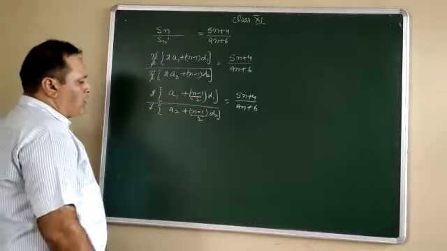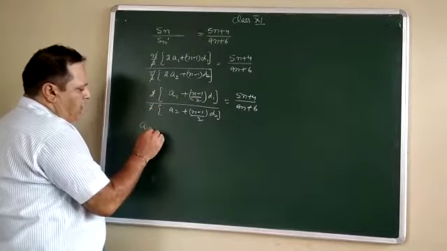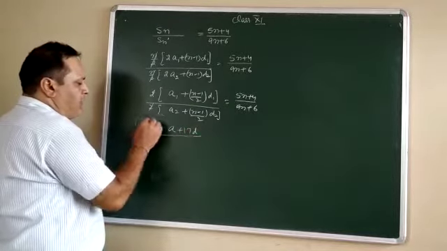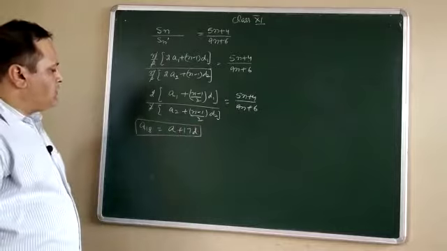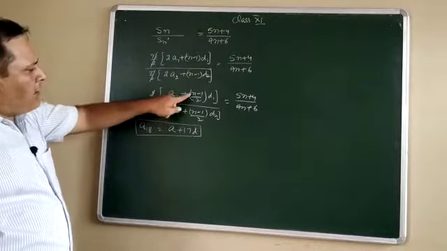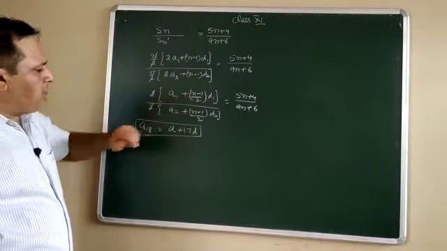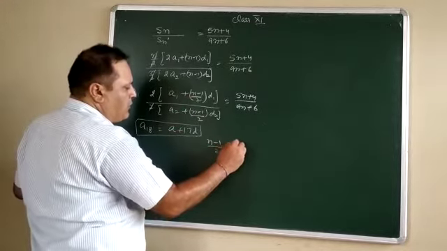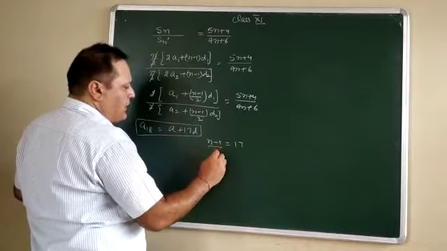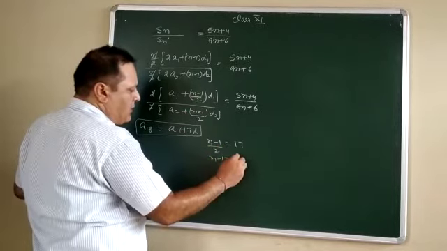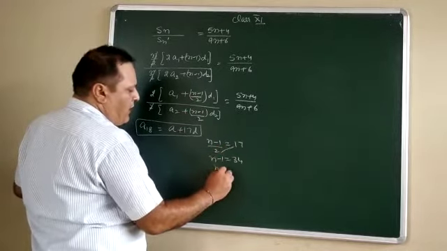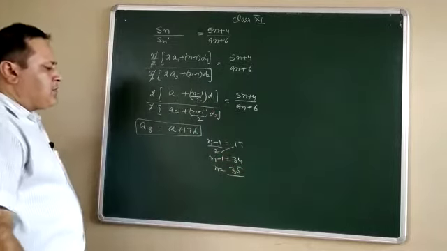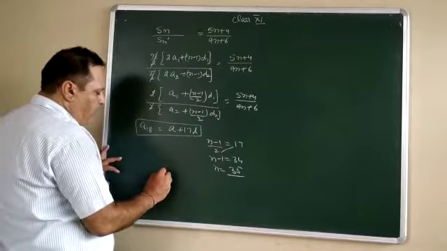He asked about the ratio of the 18th terms. The 18th term is a plus 17d. Now see this one, a is there, and n minus 1 upon 2 should be replaced by 17. Then n minus 1 upon 2 is equal to 17, n minus 1 is equal to 34, n is equal to 35. So in this equation you have to substitute n equal to 35.